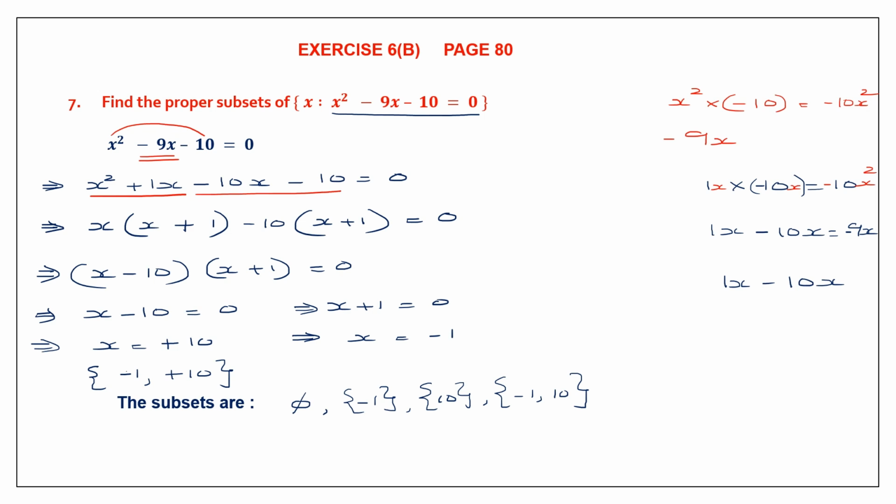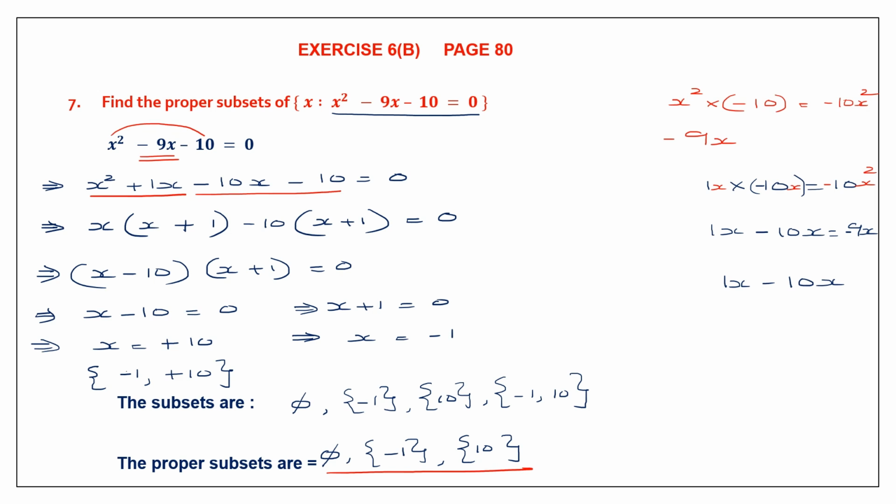Now we have to find the proper subsets. The proper subsets are easy to find. It's the same things except the set itself. So this one will not be there, whereas all the others will be there. So we can write that the proper subsets are the empty set, minus 1 and 10. So we have the proper subsets. So this is our final answer.